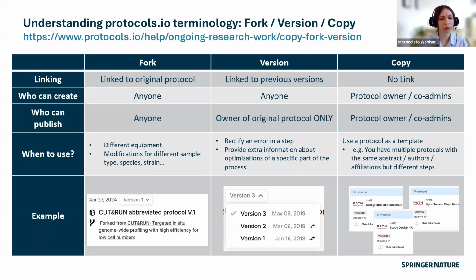Essentially, when you create a fork, anyone can create a fork, and anyone can publish a fork. The fork will always be linked back to the original protocol that it was forked from. When should you use the forking feature? If you find a protocol and you want to edit and adapt it for a different purpose. That might be because you're using a different piece of equipment, a different sample type, a different species, a different strain. You're modifying that protocol for a different purpose.